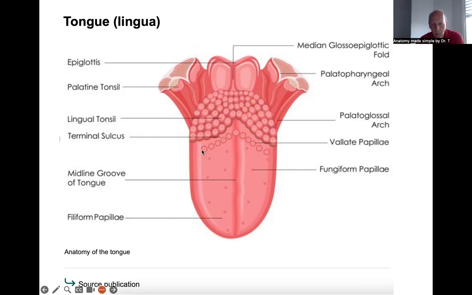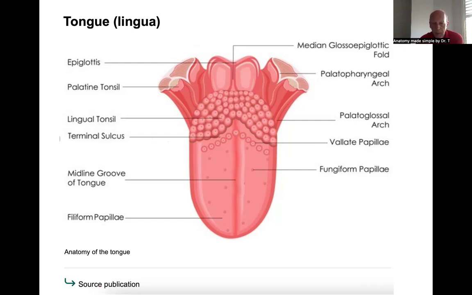And then we come to the third group of papillae that are called vallate or circumvallate papillae, and they are arranged in the shape of an inverted letter V. They're exactly making the boundary between the body and the root of the tongue. So the presence of vallate papillae is what we also refer to as the terminal sulcus of the tongue, being the exact boundary between the root and the body.